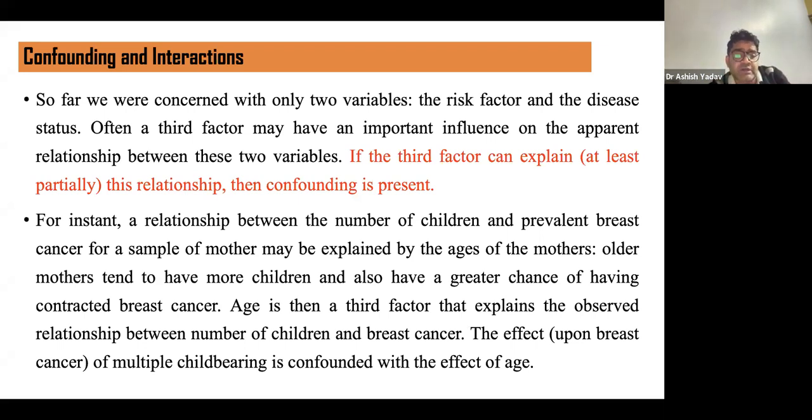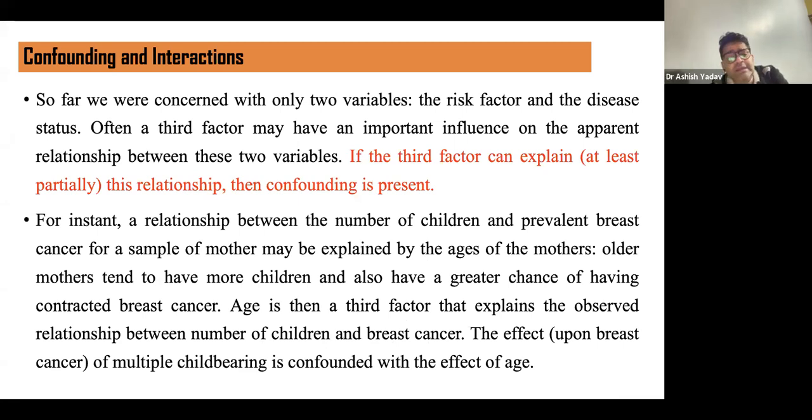So for instance, a relationship between the number of children and prevalent breast cancer for a sample of mothers may be explained by the age of the mother. Older mothers tend to have more children and also have a greater chance of having contracted breast cancer. Age is then a third factor that explains the observed relationship between number of children and breast cancer. Okay, so often what happens is that if you have a cross tabulation between number of children born and breast cancer, you may get a higher RR value or OR value if you are not considering the age factor.